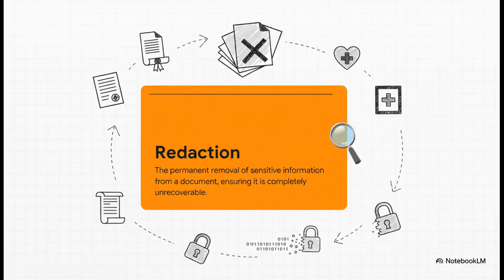Now, this is really important to understand. Redaction is way more than just drawing a black box over some text. True, proper redaction is the permanent and completely unrecoverable removal of that data right from the document's code. This is absolutely essential for things like legal documents, where you have to share the file but guarantee sensitive data can never, ever be exposed.